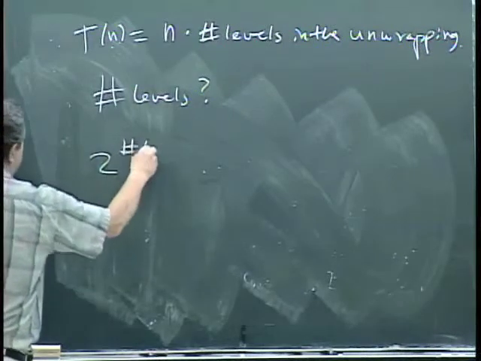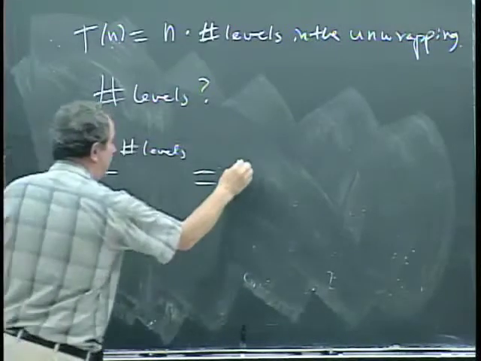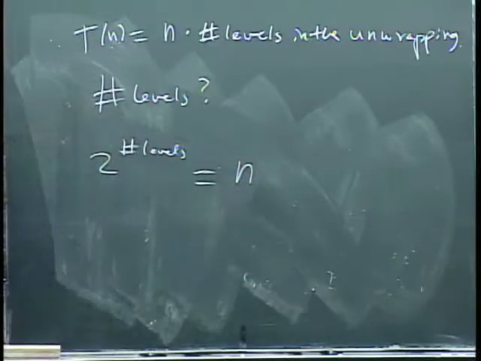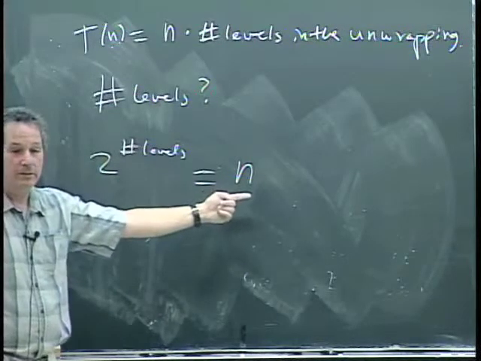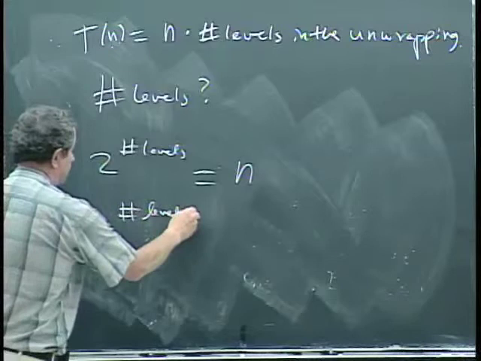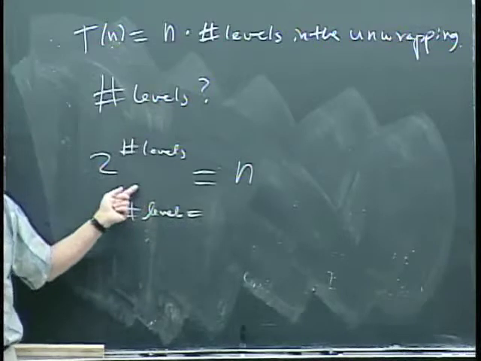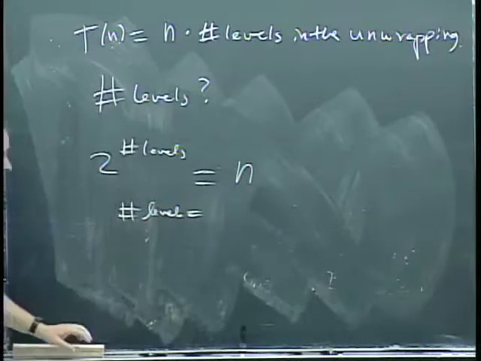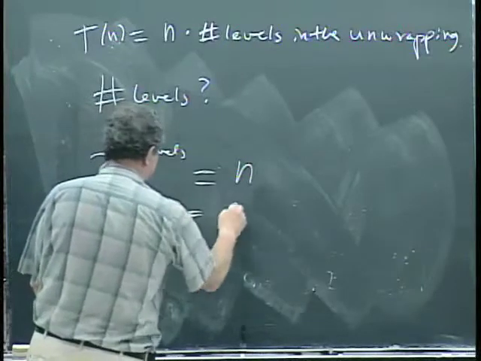2 to the number of levels equals n. Okay? So we started out with n, and we divide by 2 and divide by 2 again and divide by 2 again until we get down to 1. So we know that 2 to the number of levels is equal to n. So what's the number of levels? What function connects these two facts? Log base 2, right. You take the log base 2 of this side and the log base 2 of that side, and you get the number of levels.